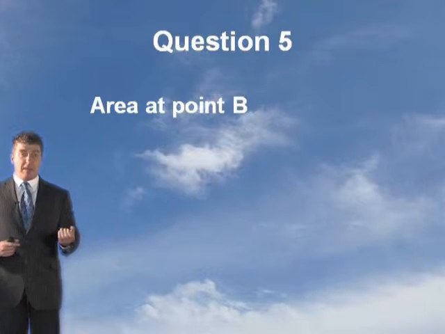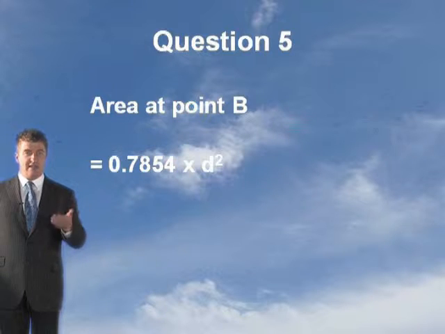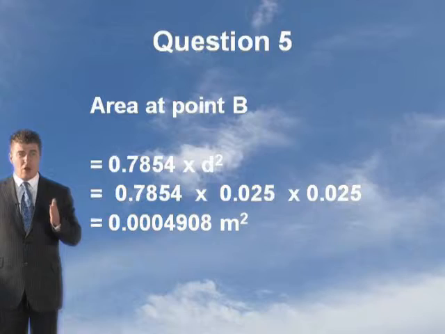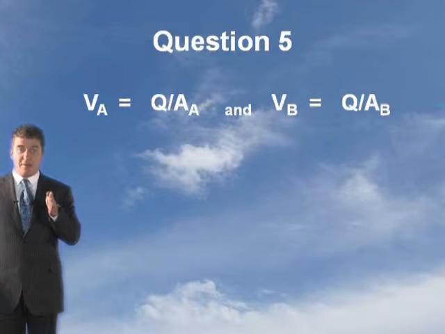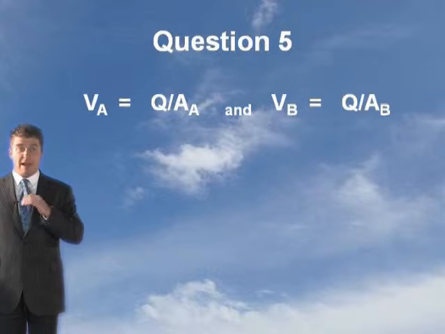And the area at point B, which is at the nozzle, using 0.7854 times d squared, gives you 0.7854 times 0.025 times 0.025 equals 0.0004908 metres squared. So do you understand? You've got the area at the outlet, you've got the area at the branch. We know the Q, so you can work out the velocity using VA equals Q divided by AA and VB equals Q divided by AB.